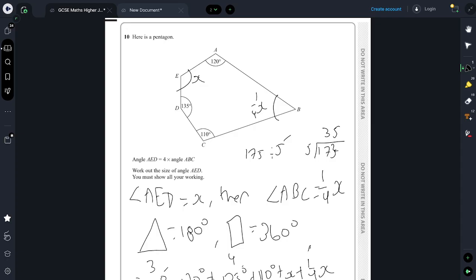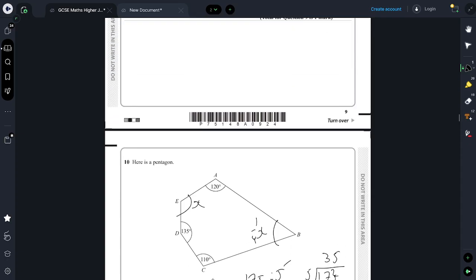Just take it easy. What don't you know? Well, you don't know this angle. Call it x, whatever. But you know this angle then because it tells you this, and then you can go from there. It's a pentagon, so you should know what these angles add up to, and then you can take it from there. So again, take it easy, go step by step, and then go from there. That is my main message.